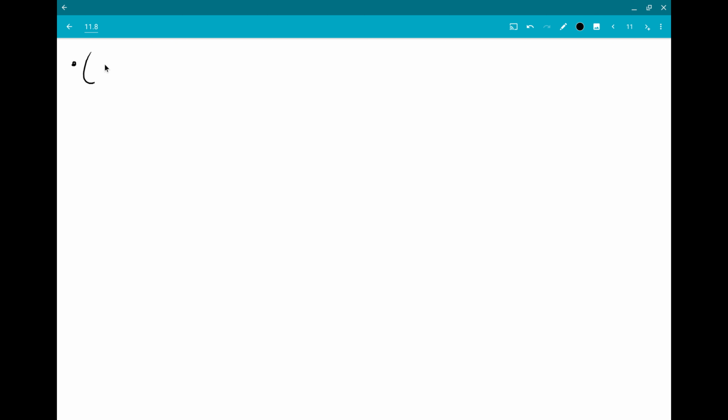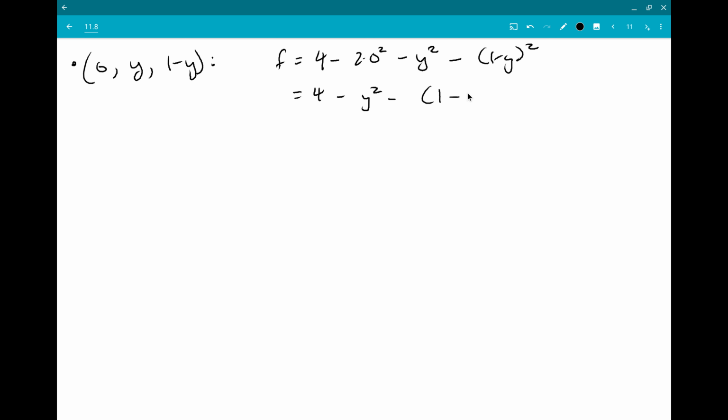And then the last set of points we had were x is 0, y is whatever it wants to be, and z is 1 minus y. So that f equal to 4 minus 2x squared becomes 2 times 0 squared, minus y squared minus 1 minus y squared becomes 4 minus y squared minus 1 minus 2y plus y squared. Minus y squared is minus 2y squared, plus 2y plus 4 minus 1 is plus 3 is f.